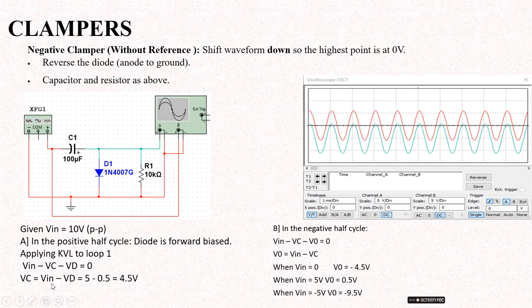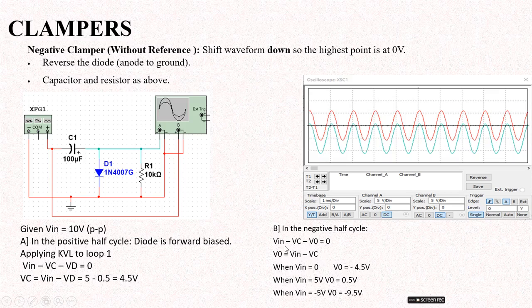Vin minus the capacitor voltage minus the diode voltage is 0. In my design, I am choosing a peak-to-peak voltage of 10 volt, so the positive voltage is 5 volt and the negative voltage is 5 volt. Therefore, I consider the positive voltage as 5 volt and the diode voltage as 0.5 volt, so the capacitor voltage is 4.5 volt.